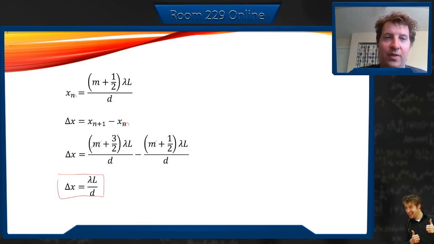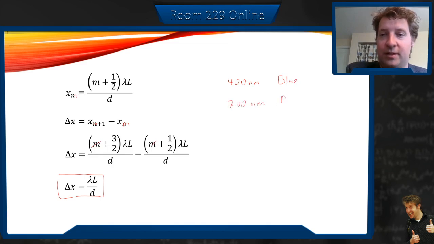Okay. One thing I'd like you to notice is the longer the wavelength, so the redder the color. Remember here, 400 nanometers is blue, and 700 nanometers is red, right? So when I talk about redder, we're talking about longer wavelengths. Bluer means shorter wavelengths. So if I increase my wavelength, if I go in the redder direction, the spacing increases.